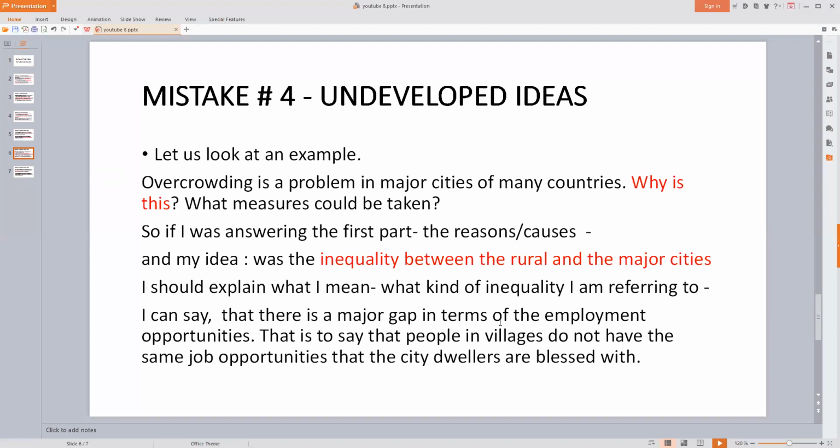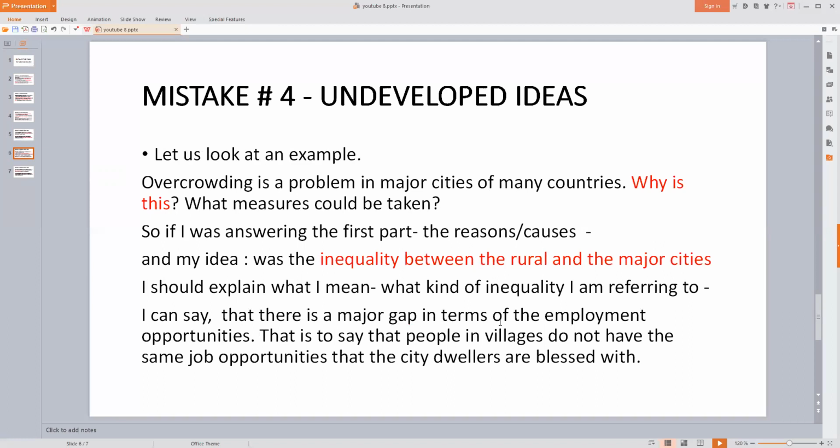So now you need to explain it, okay? So you need to say, that is to say that the people in villages don't have the same job opportunities that the city dwellers are blessed with. So you see, first I told what the inequality was. So there was a gap, there was an unequal number of job opportunities. Okay, and now I'm telling which area has higher or better employment opportunities. Okay, so you see how I explained?